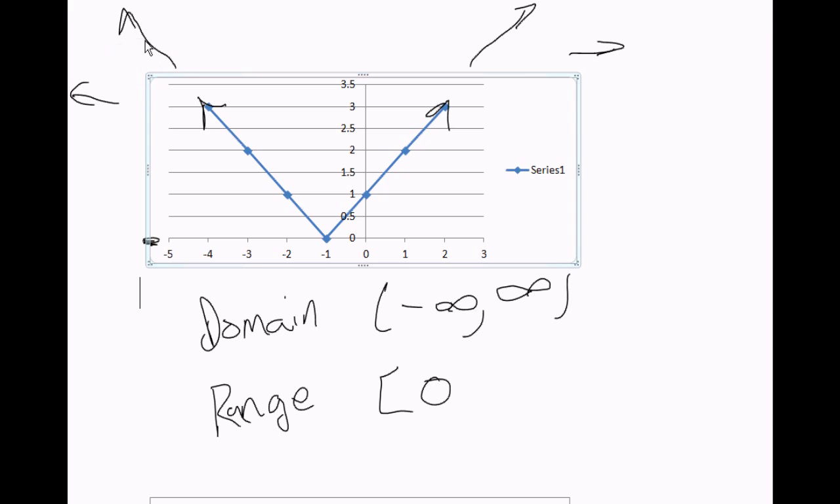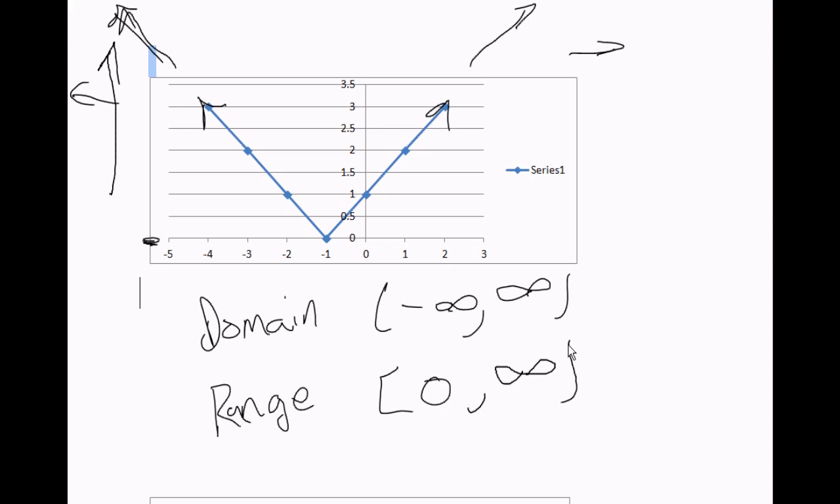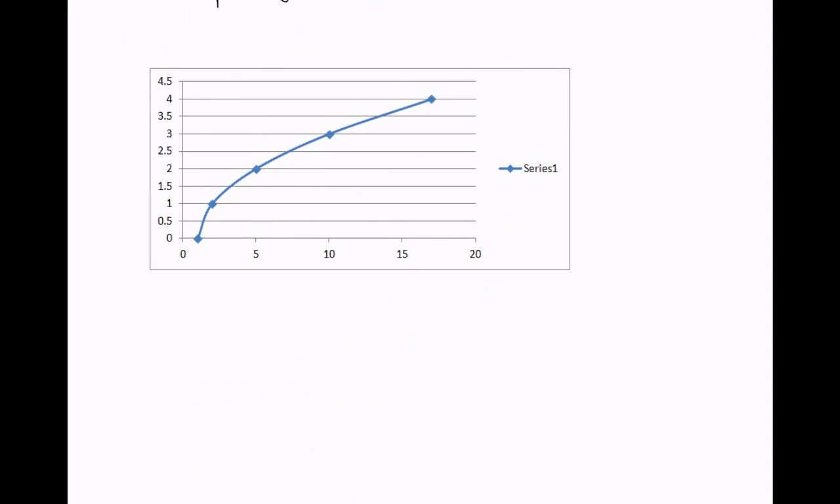The range, where it's the lowest point is at 0 down here. The highest point, well, it keeps on going up and over, so it keeps on going up and up and up. So the range is infinity. The highest point is infinity. So this is the domain and range for the absolute value function. And I have one more, the square root function.